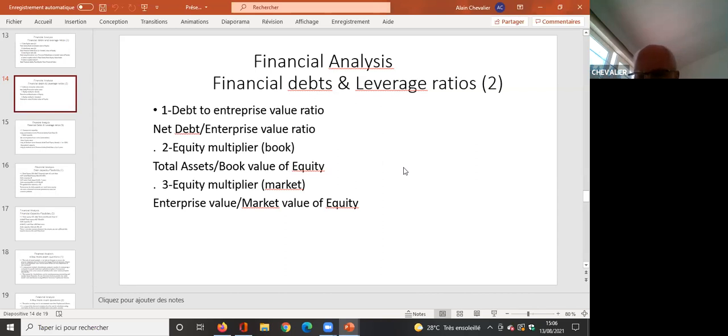Let's say they are not very used. They are used in very detailed analysis, or when you are looking for valuation because you are in charge of finding the value of a firm for an acquisition, for a merger, for something like that. But that's not used in the classical financial analysis.